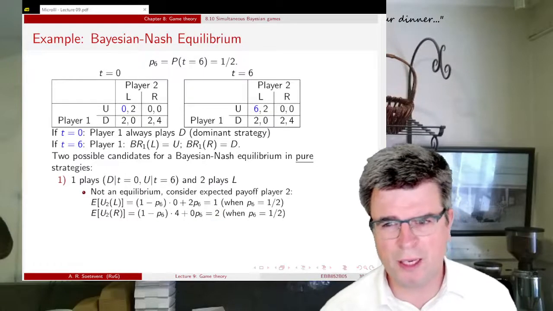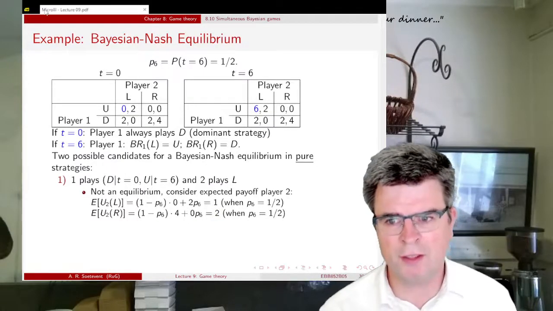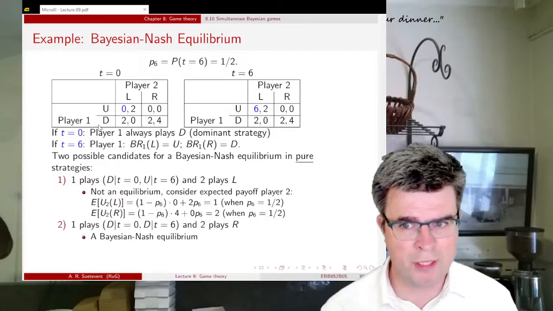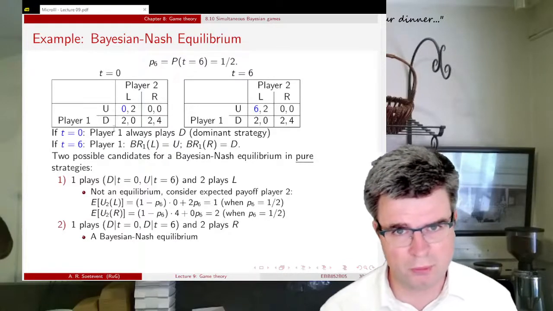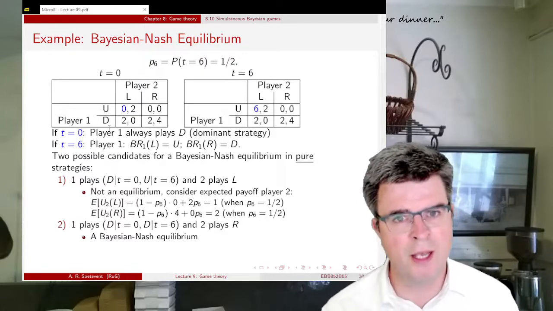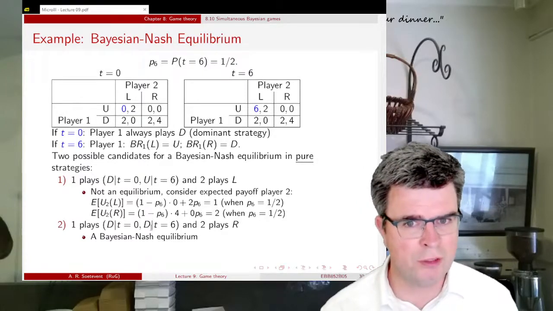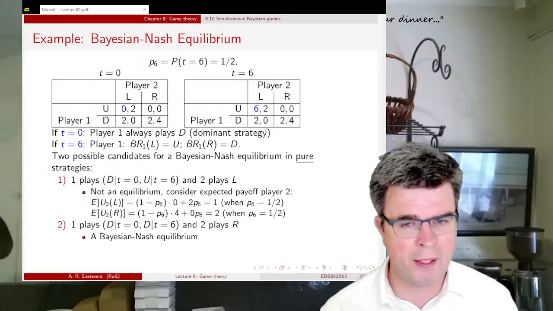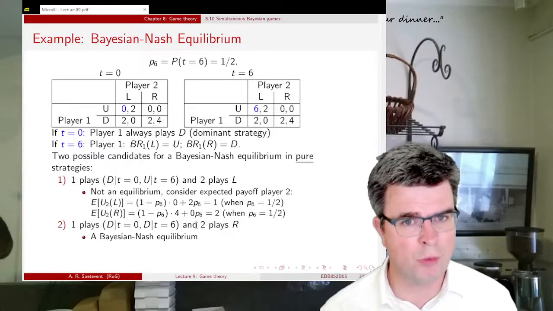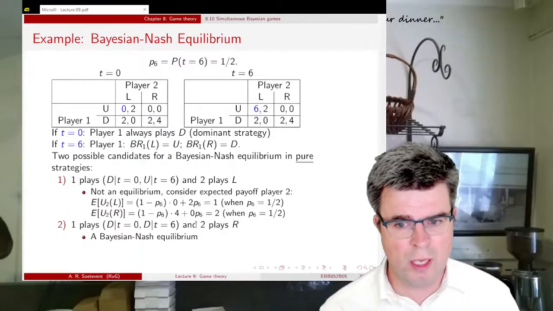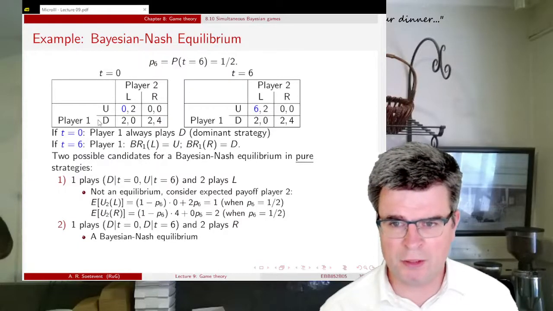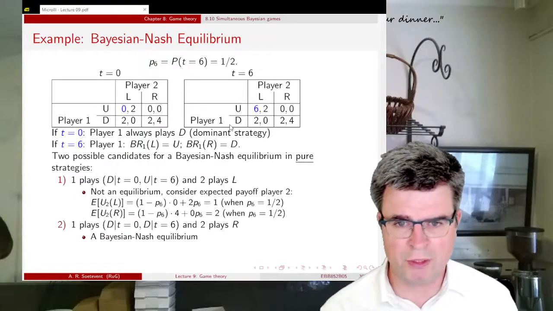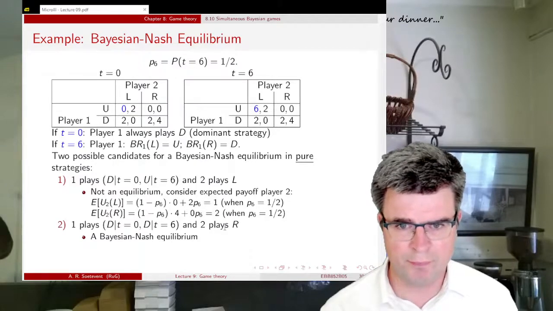However, we fortunately have a second candidate. And the second candidate is where player 1 plays down if he is of type T is 0, because that's the dominant strategy to player 1 in that case, and where he also plays down if he is of type T is 6. And player 2 plays right. And this is a Bayesian Nash equilibrium. It's easy to see because, well, player 1 now plays down always. And then, for player 2, it's optimal to play right.